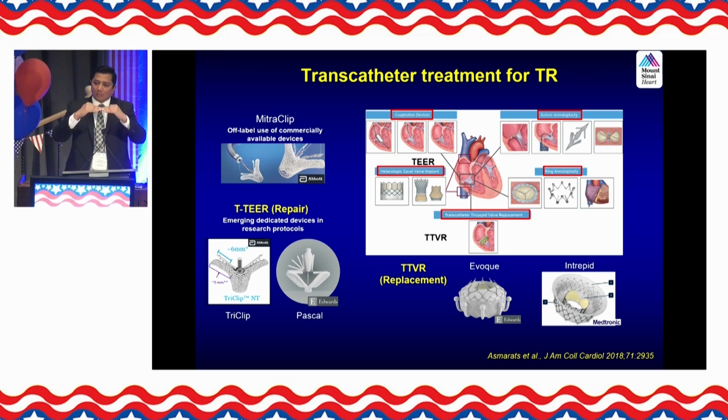If it's a primary TR, that means the valve has a problem in itself. The valve is flip-flopping, or most commonly, there's a pacemaker lead that goes through one of these leaflets. Because of that, the pacemaker lead is tethering the leaflet like this, and it's not making a seal. So that's more of a challenging situation. One kind of repair is where you put a clip underneath and bring the leaflets together. That's called edge-to-edge repair, with devices like the MitraClip and the TriClip. Or, like the TAVR, you put in a new device called a transcatheter tricuspid valve replacement.